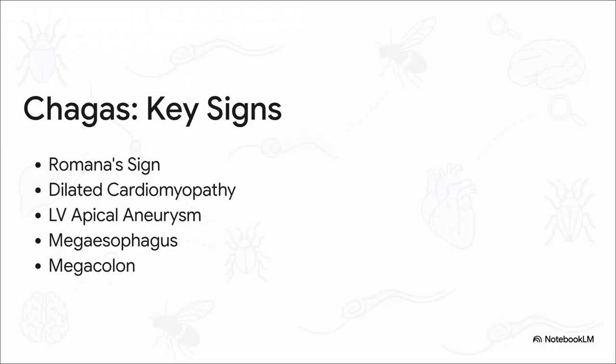But what happens when that acute phase ends? Well, in the chronic determinate phase, the real systemic damage occurs, and it can take decades. The parasite causes dilated cardiomyopathy and a really classic left ventricular apical aneurysm. But whatever you do, don't ignore the digestive tract. These patients can develop an achalasia-like megaesophagus and a Hirschsprung-like megacolon. And why does that happen? Because the parasite literally destroys the intramural autonomic ganglion cells. This is high-yield pathophysiology right here, folks.